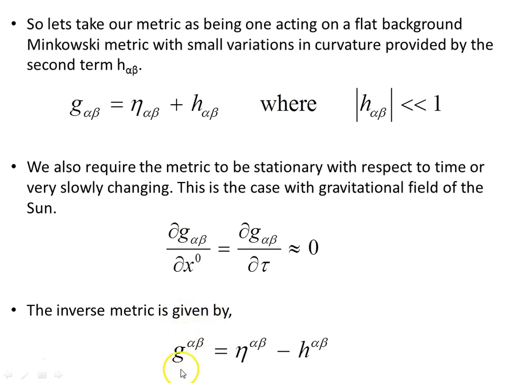The inverse metric we can take as g alpha beta superscript, contravariant, as eta alpha beta minus h alpha beta with all the indices raised. Perhaps in another video I will show you how that comes about.